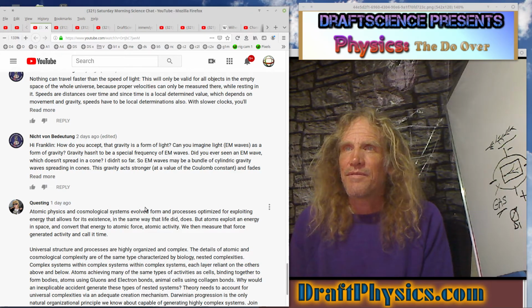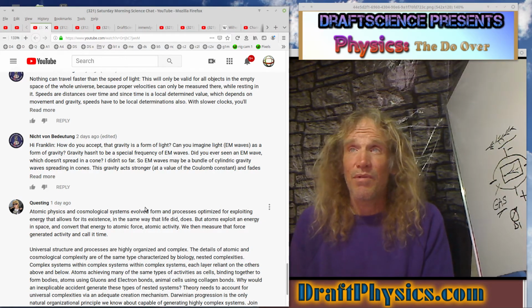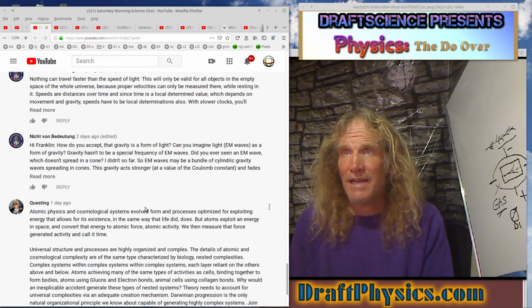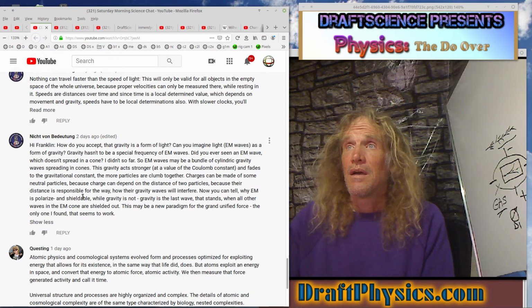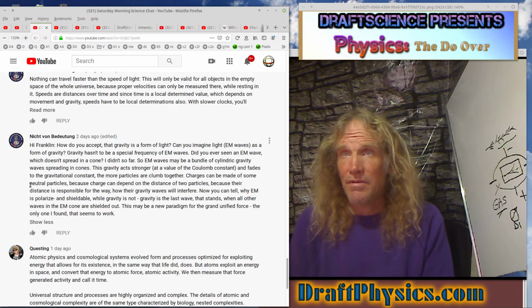So EM waves may be a bundle of cylindric gravity waves spreading in cones. Why? Why would they have to do any of that stuff? They go from point A to point B in a straight line. This gravity acts stronger at the value of the Coulomb constant and fades. Whatever that could possibly mean, I have no idea. To the gravitational constant, the more particles are clumped together.